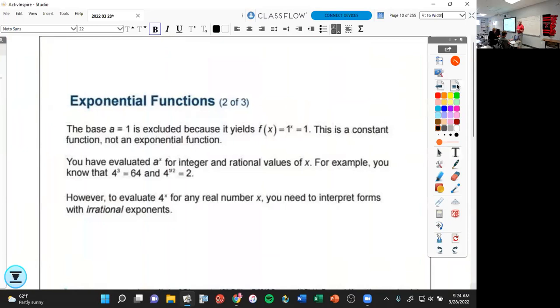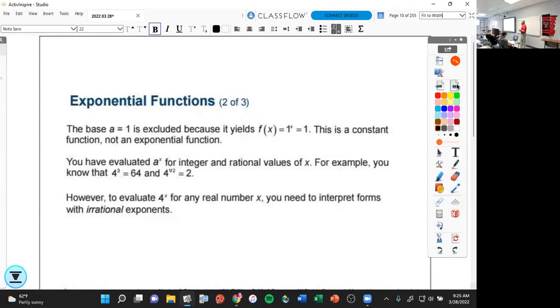You evaluated a to the x for integers and rational values of x. For example, you know that 4 cubed is 64. You know that 9 to the 1/2 is 3, just making sure you're not just reading the board, okay? You know that 2 to the 5th power is 32. 2 to the 10th power is 1024. Yeah, I know.